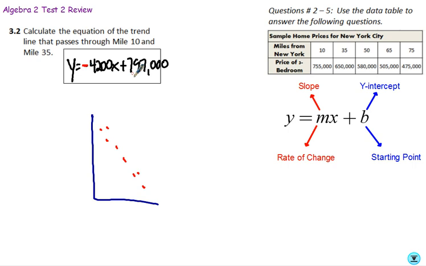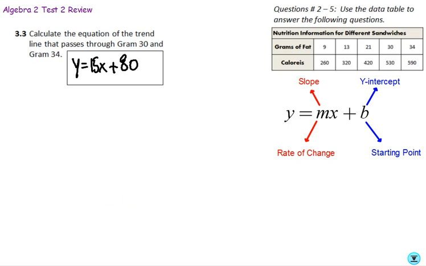The 797,000, what that's saying is that's the starting point, or at least, again, according to these numbers. So that's the starting point. Like if you're right there in the middle of all the action, then you could expect to pay that price. And then as you move away from the city, the price is going down by $4,200 per mile.